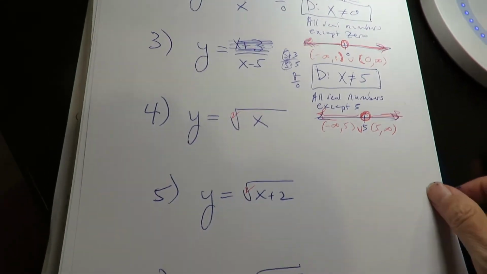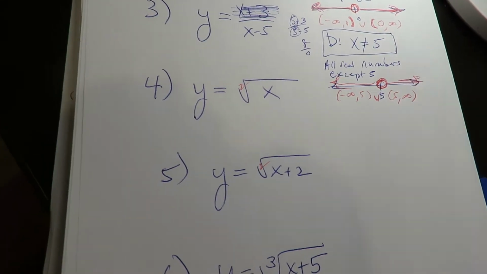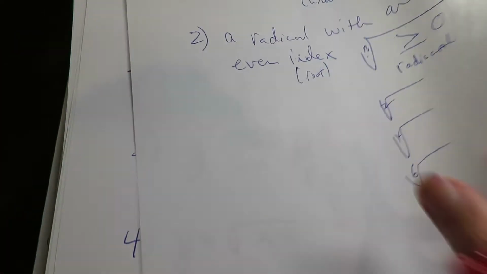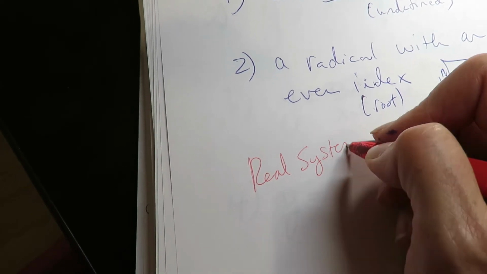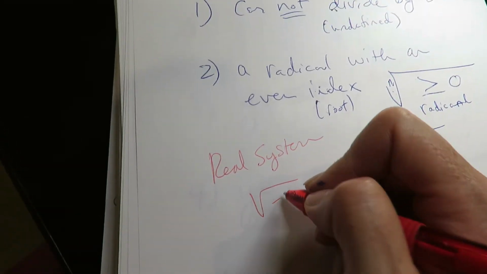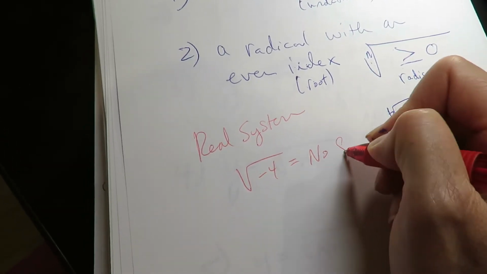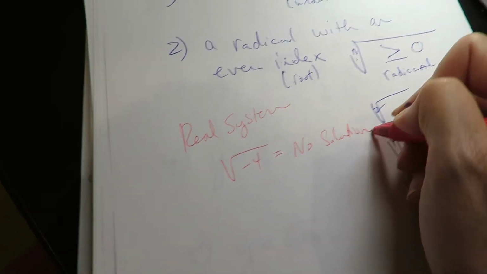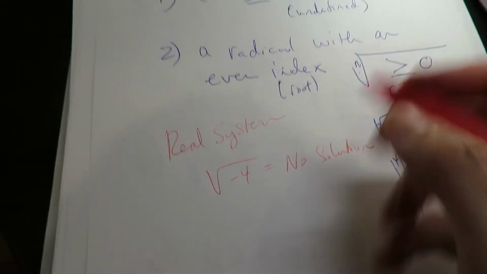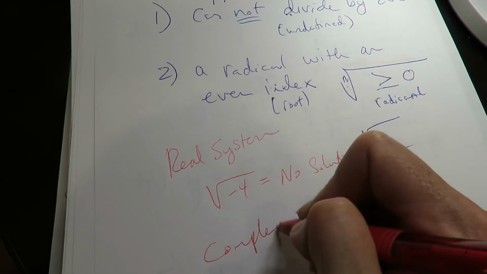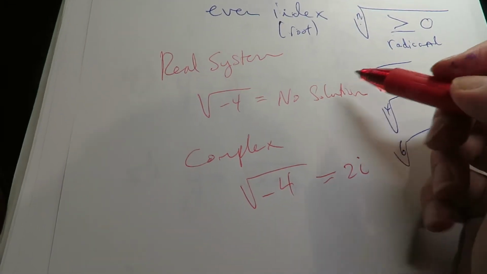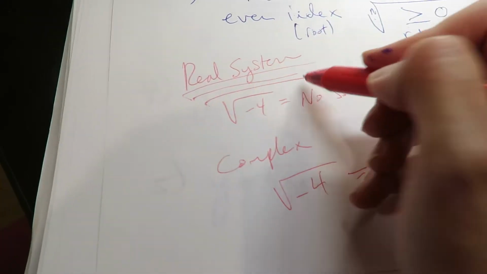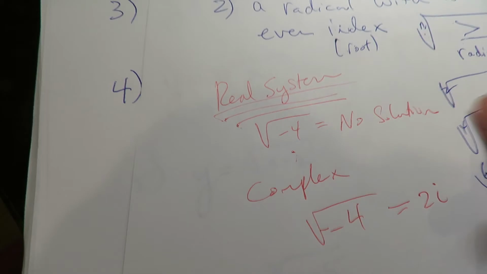So what I'm saying when I talk about the radical is, if you can remember, in the real system, not the complex, in the real system, we would say there was no solution to the square root of -4. In the complex system, we would say it's 2i. So the trick here is to remember that we're actually in the real system, not the complex. So that means that you can't actually put a negative under here.